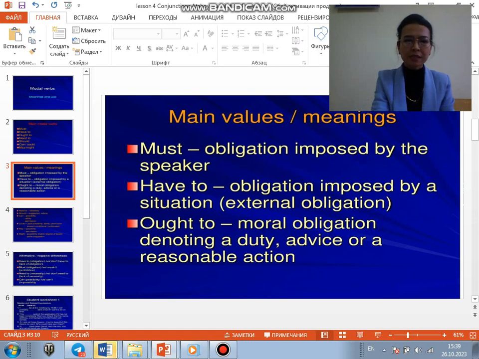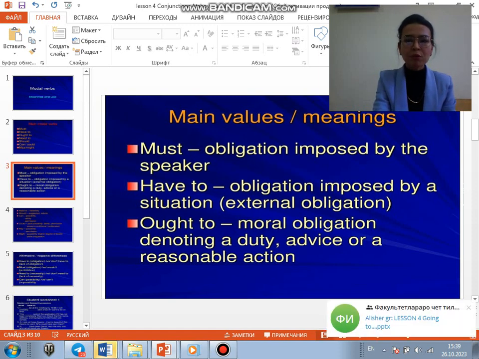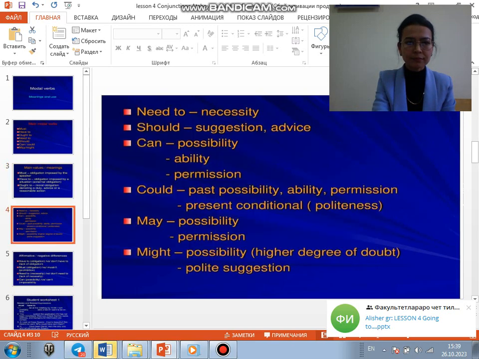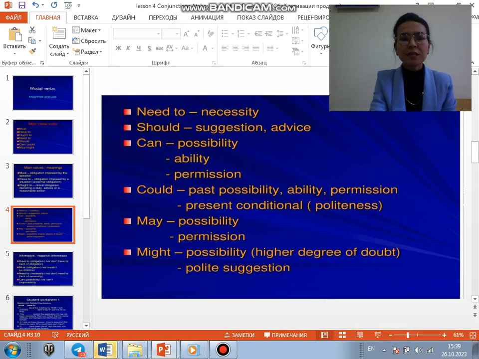For example, must means obligation imposed by the speaker. Have to means obligation imposed by a situation, external obligation. Ought to means moral obligation denoting a duty, advice, or a reasonable action. If we shift to need to, it means necessity. Should means suggestion, advice. Can means possibility, ability, permission.